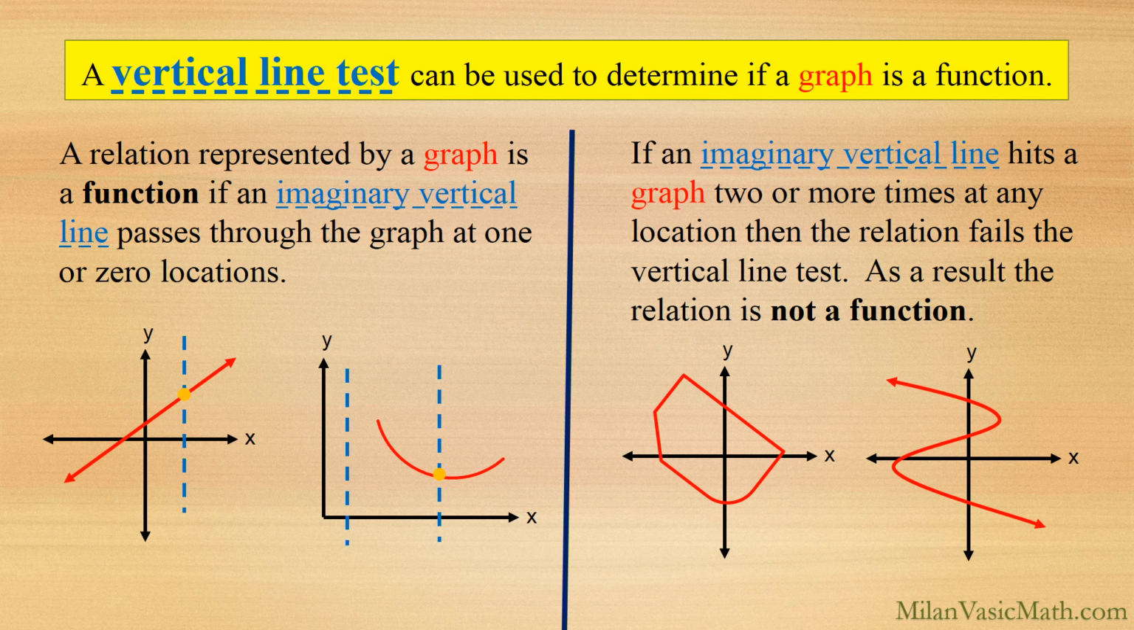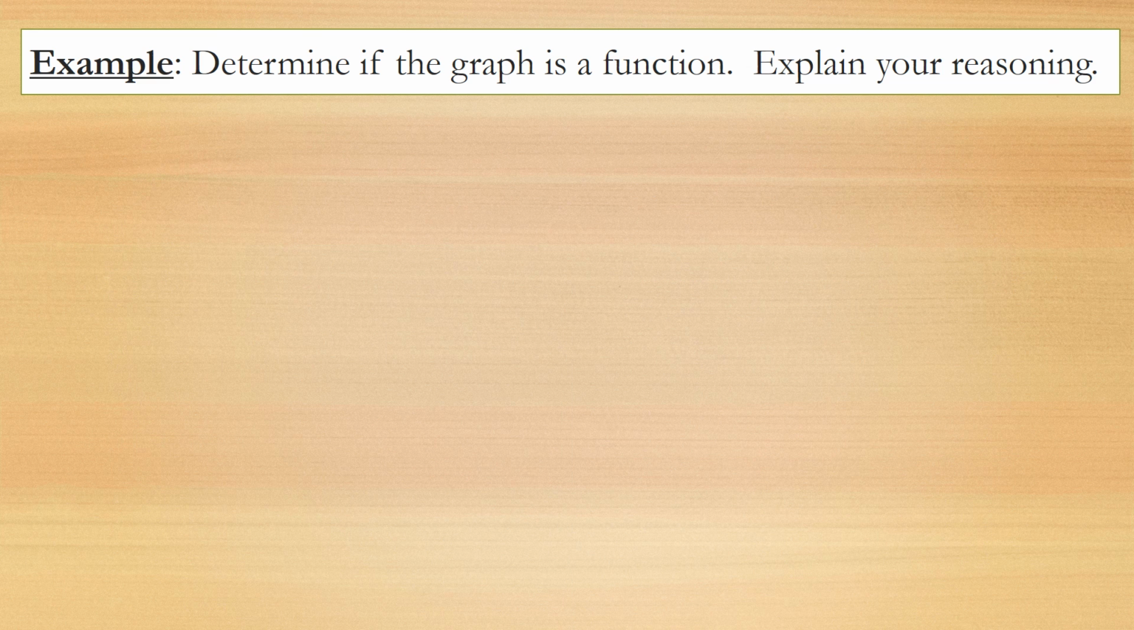If an imaginary vertical line hits a graph 2 or more times at any location, then the relation fails the vertical line test. As a result, the relation is not a function. In the first graph, we see that that imaginary vertical line hits the graph twice. And in the next graph, we hit the graph 3 times. Therefore, both this graph here and the graph here are not functions.